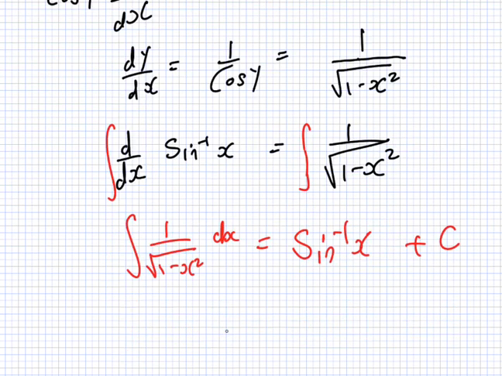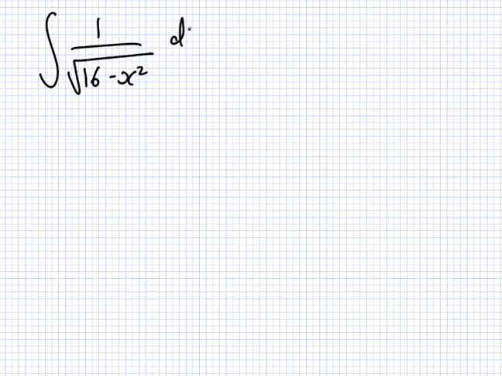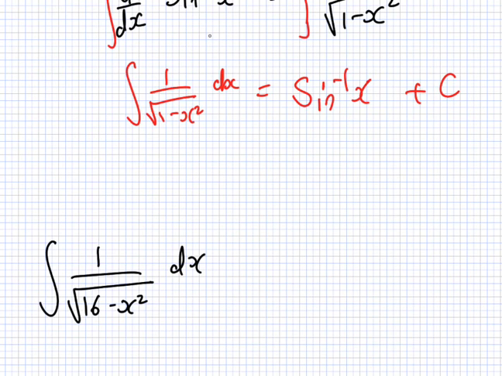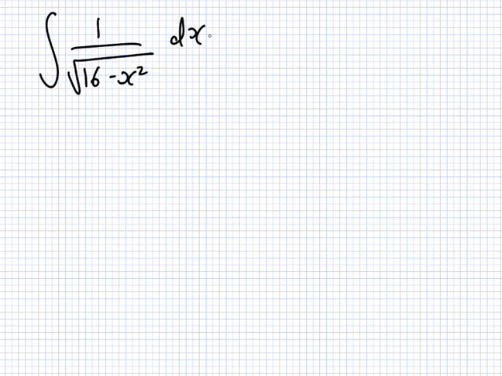Yep. So let's have a look at some examples. Suppose you want to calculate the integral of 1 over square root 16 minus x squared dx. Now if you look at your formula, it's nearly the same, but it's not quite. The problem is we have a 16 here, and we really need a 1. But we can fix that with a substitution.